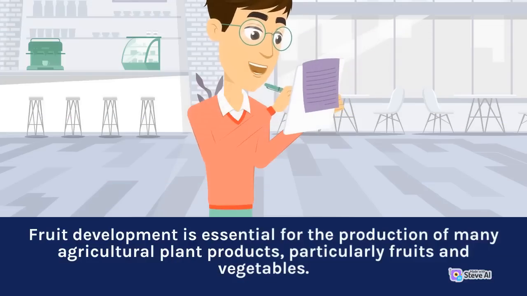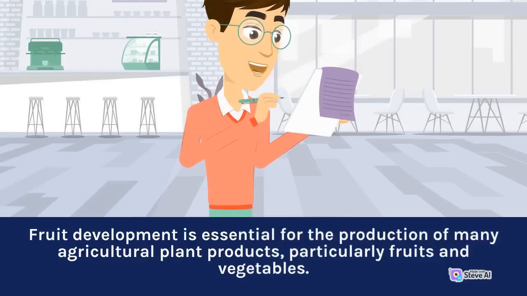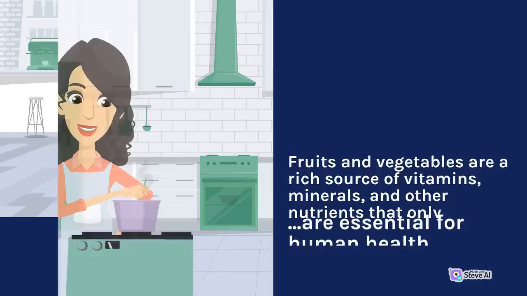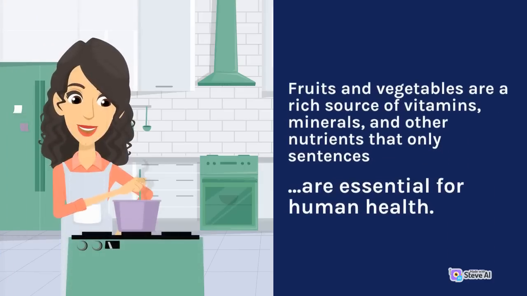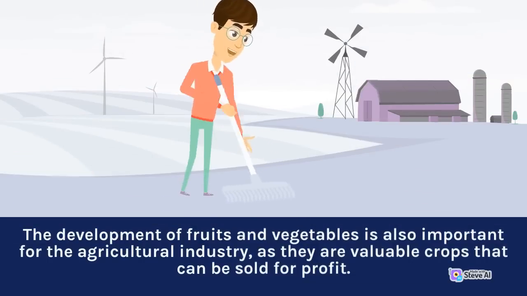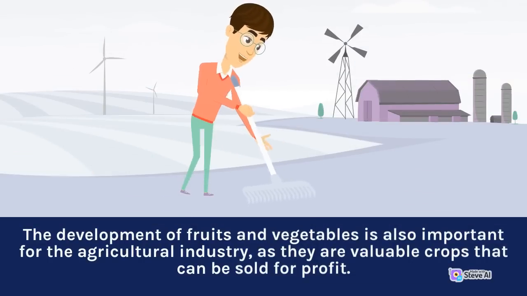Fruit development is essential for the production of many agricultural plant products, particularly fruits and vegetables. Fruits and vegetables are a rich source of vitamins, minerals, and other nutrients that are essential for human health. The development of fruits and vegetables is also important for the agricultural industry, as they are valuable crops that can be sold for profit.